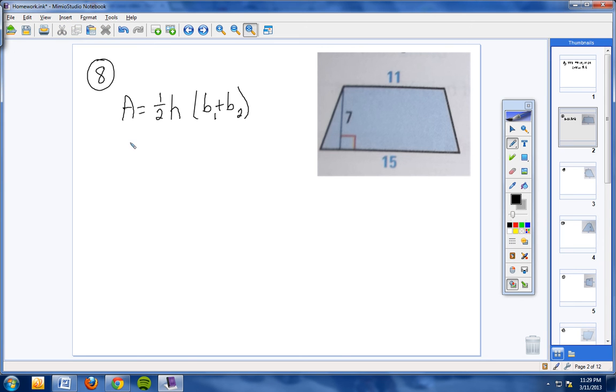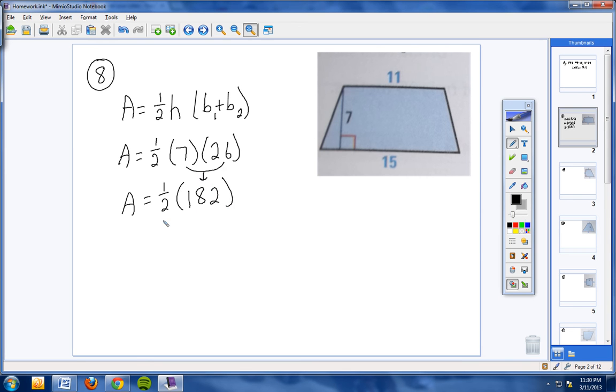Okay, let's find the area of this trapezoid. So for the 1/2, I leave that at 1/2. I don't put anything for the A because that's what I'm solving for. For h, I put a 7, and then I add my bases together in my head. That's pretty easy. 11 plus 15 is 26. So add your two bases together. And then 7 times 26, I'm getting 182. Yep, that's correct. And then if you multiply 1/2 times 182, you will get 91 square units. Okay, so there's your answer.